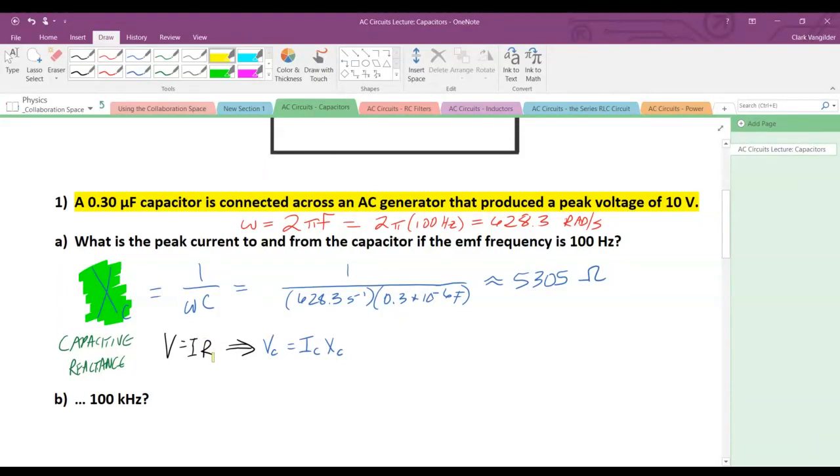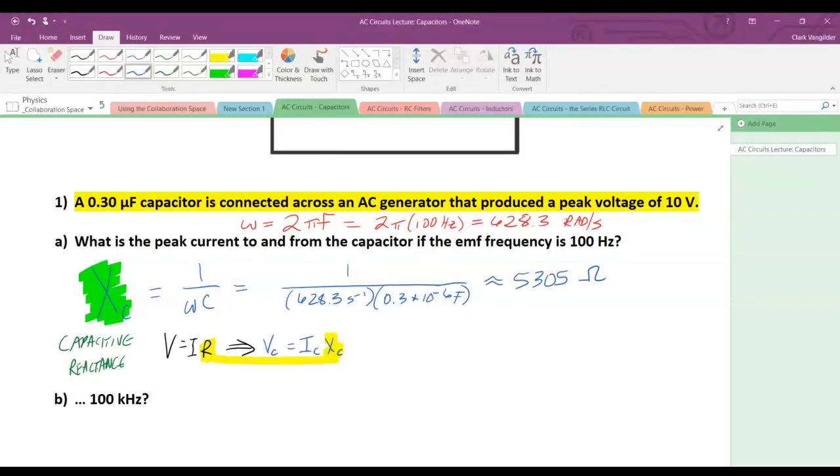In AC alternating current circuits, reactance is what we thought of as resistance in a DC circuit. DC circuits are only that, and now we add this.